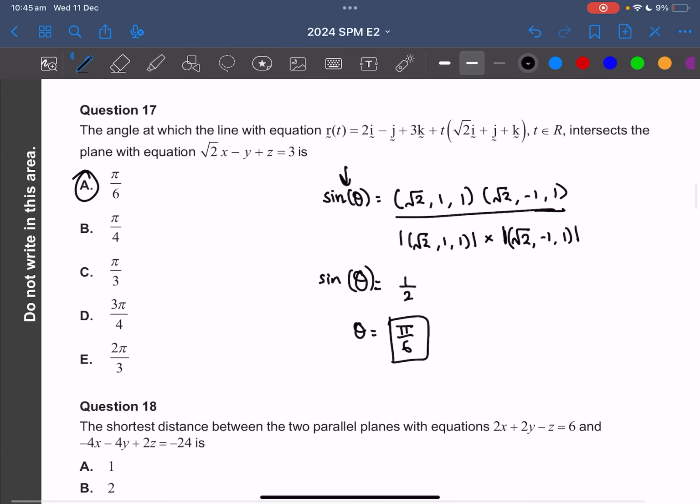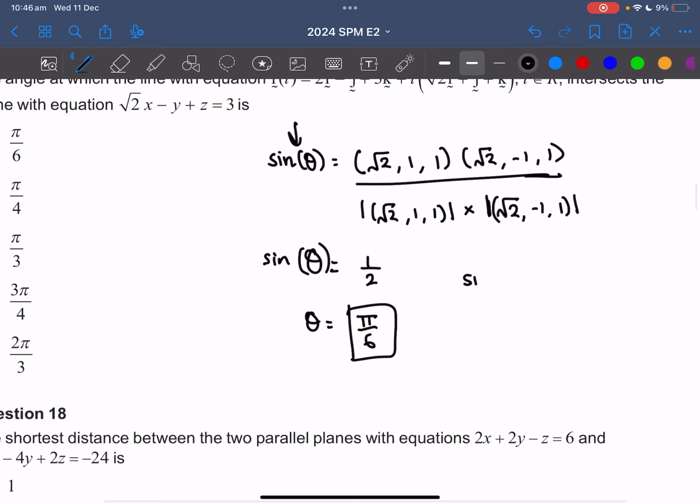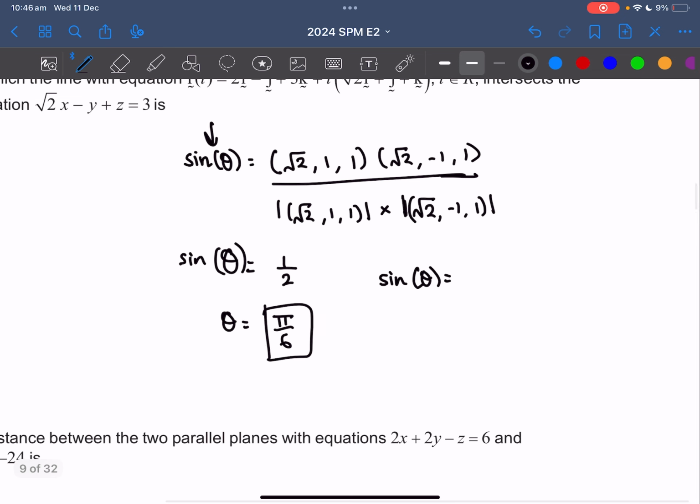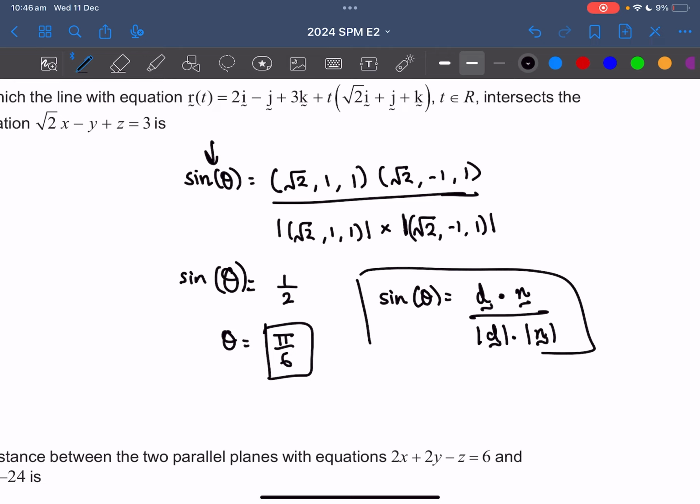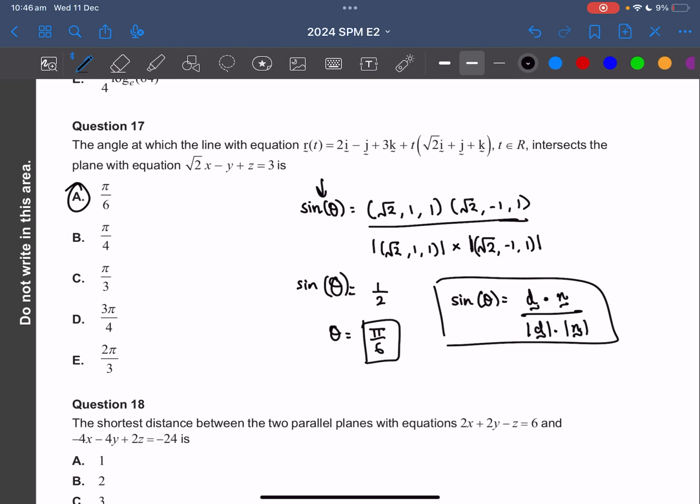Okay, so you can use this formula if you want to find the angle between a line and a plane. It's just sine theta equals the dot product of the directional vector and the normal vector, divided by the magnitude of the directional vector and the magnitude of the normal vector. Let me write that a bit more clearly. So sine theta equals the direction vector of the line, dot product the normal vector, divided by the magnitude of this and the magnitude of that. Okay, so this is what we use. Hopefully this made sense.